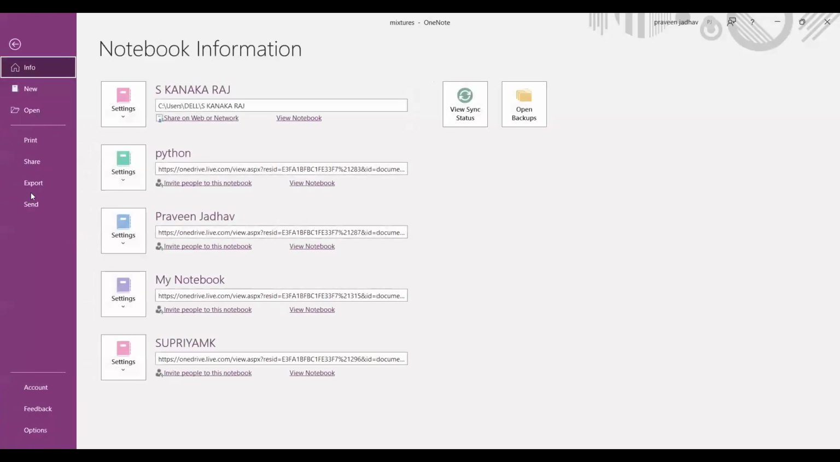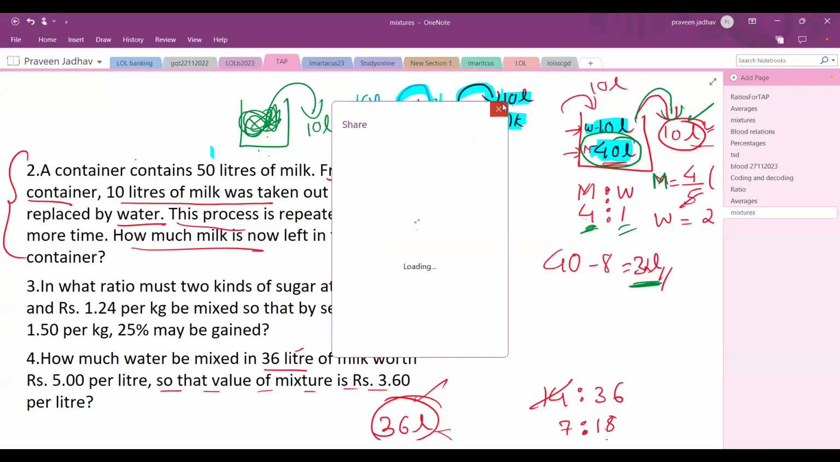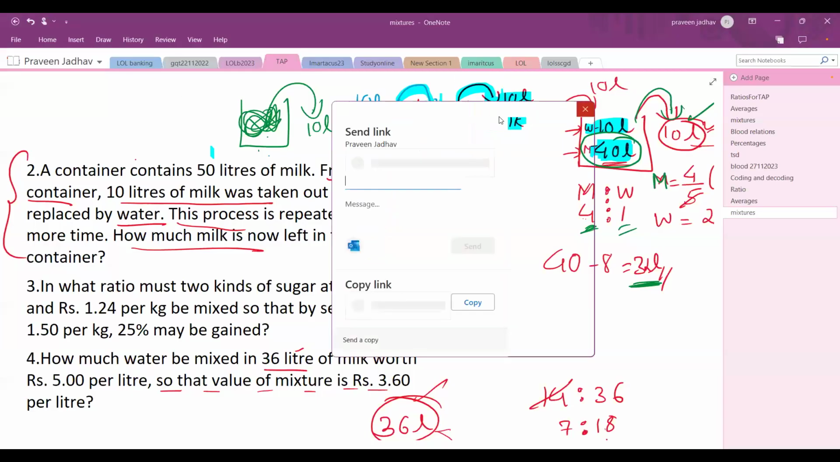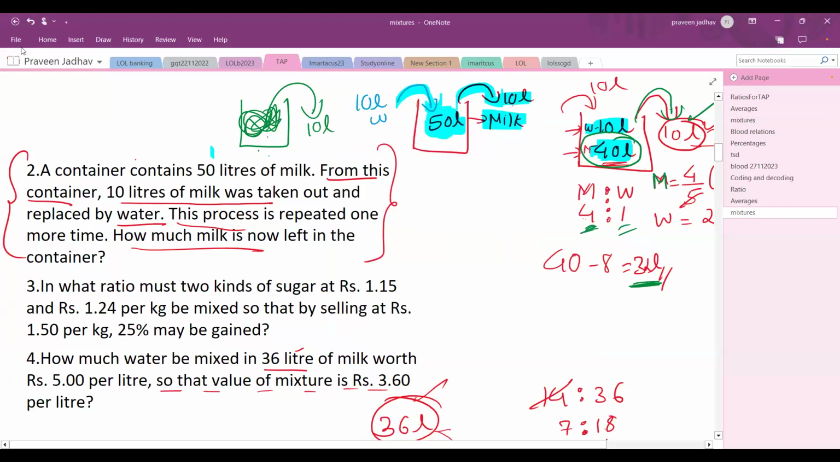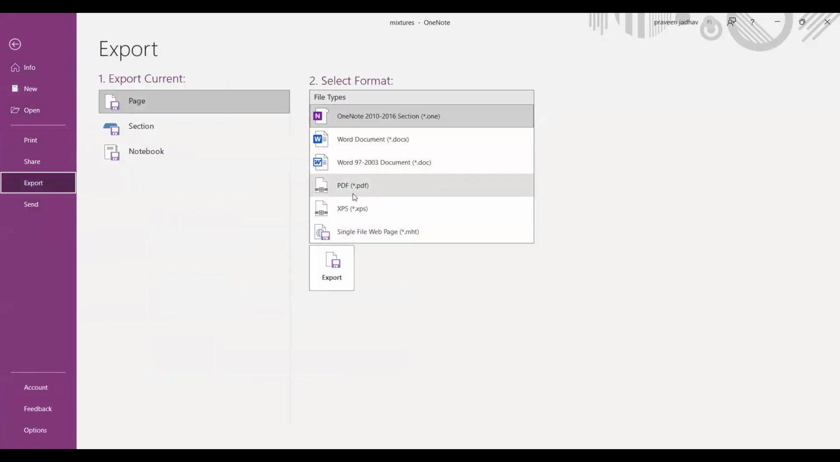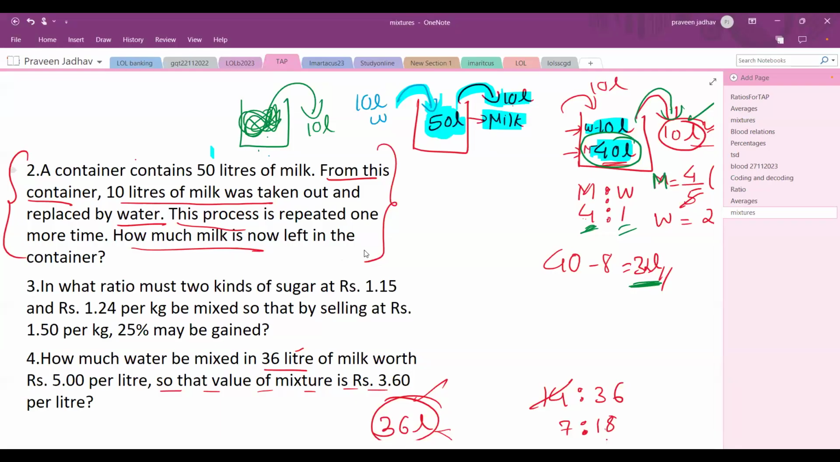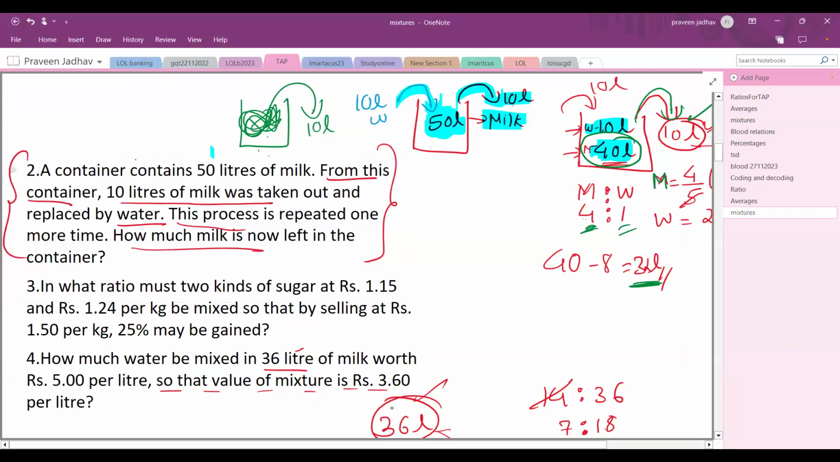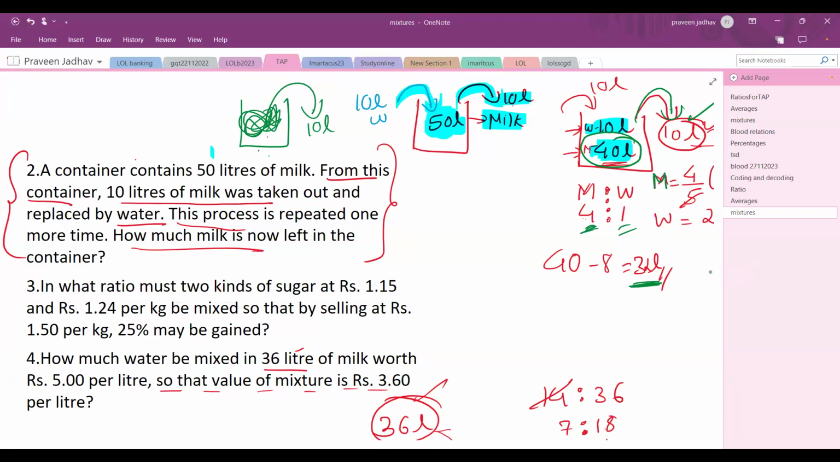I will be sharing this PDF with you as well. You have a few questions there which we can solve after profit and loss, because there is a little bit of profit and loss in those questions. And other than that, I'll send all the question files to you.